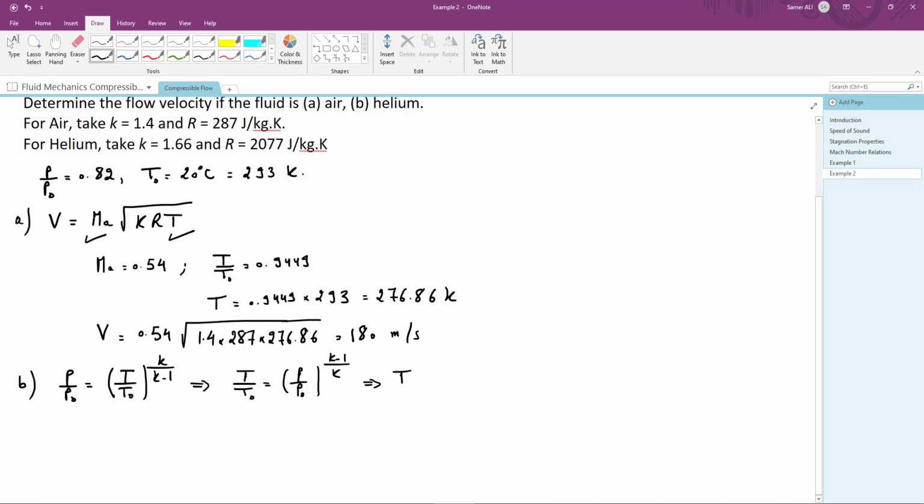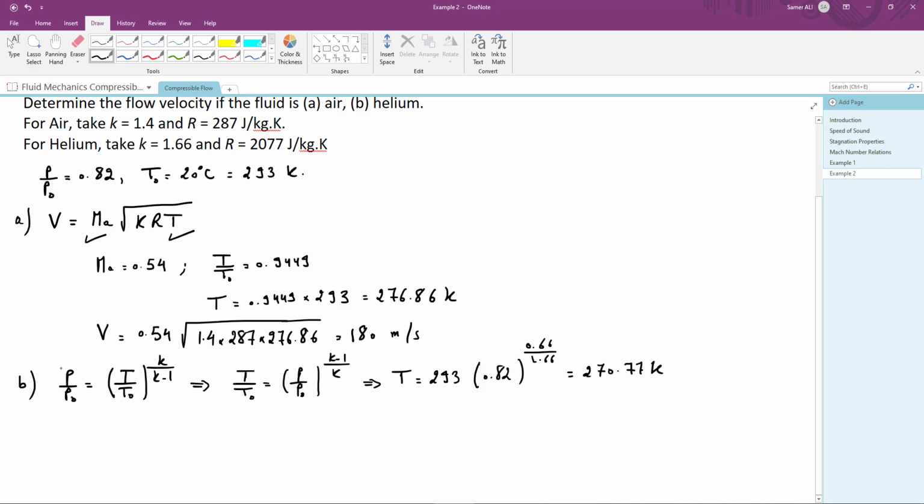So T will be equal to T naught, 293, into the pressure ratio, 0.82, to the power (K minus 1) over K. Be careful that K here is equal to 1.66, so K minus 1 is 0.66 over 1.66. So the temperature of helium will be equal to 270.77 Kelvin.